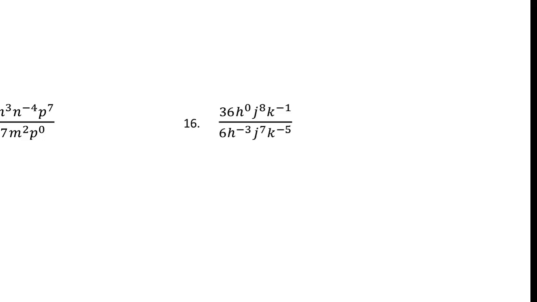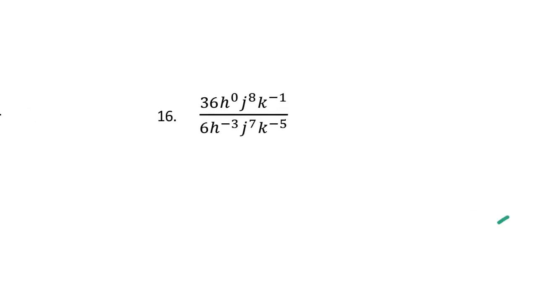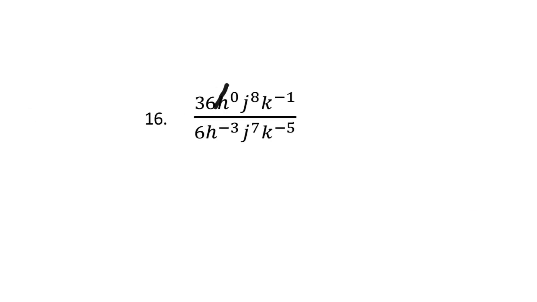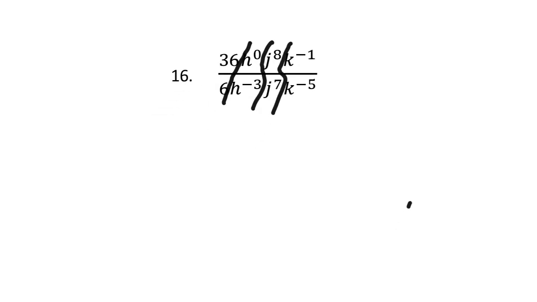What is the main operation going on here? Division. Yes, we have one expression divided by another. So what I'm going to do is separate these into groups. I've got my coefficients out front, I've got some H's, some J's, and some K's, okay? Like I said, I'm going to divide them up. First I'm just going to rewrite some of this.